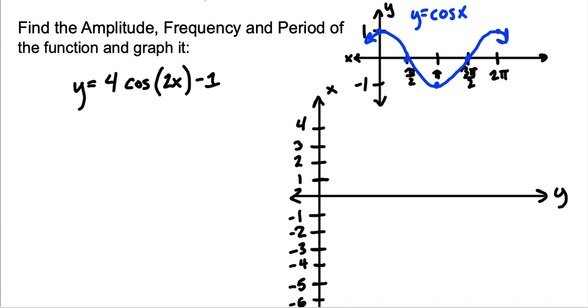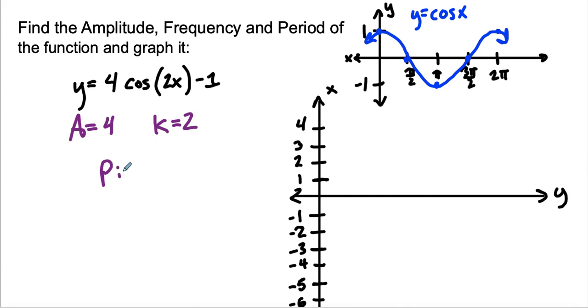Look at a transformation on a cosine graph. So the first thing we've got to look at here is what my amplitude, period, and frequency are. If I look here, my amplitude is really easy to see, right? That's 4. My frequency, which is represented with k, is 2.